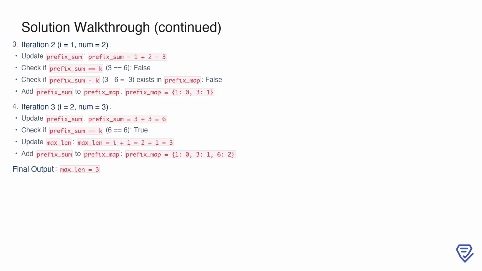In the third iteration, where i equals 2 and number equals 3, updating prefix_sum results in 6, which is equal to k. This means the entire subarray from the start to this point sums to k, so we update max_len to i plus 1, which is 3. We then add prefix_sum with its index to prefix_map. The final result for this example is that the maximum length of a subarray summing to k is 3.